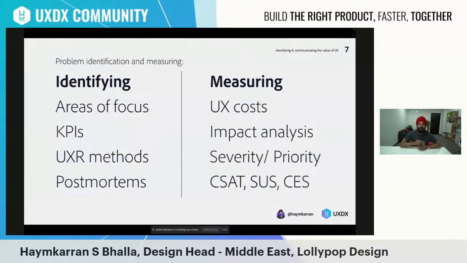Before we focus directly towards the steps, let's try and look at how do you identify problems and how do you measure them. I'm very sure you guys would be aware of most of these methods here. I'm not going to deep dive into definitions, but let's take examples and try to study this. Let's take one of the examples on the left-hand side.